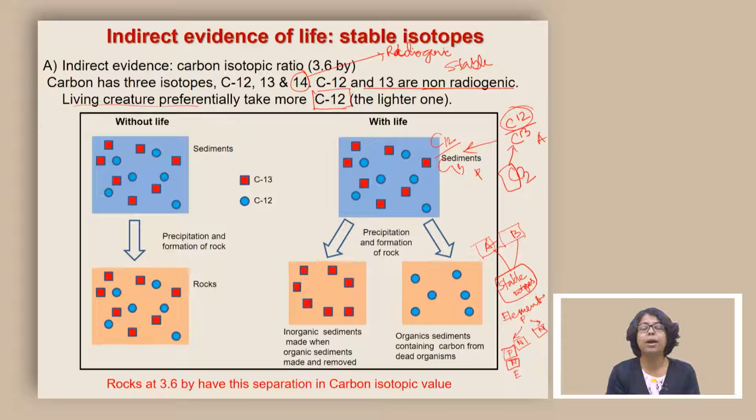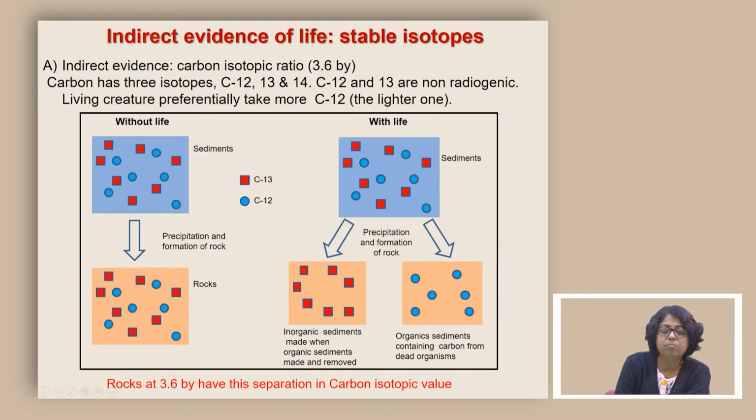Now, let us take a look at more complex issues. Without life, the sediments will have some C12 C13 ratio, okay. But then when it is converting to rock, some of them might be removed, some of them might not be removed, but there won't be any preferential removal, and therefore these sediments, when they convert to rocks, are going to maintain the same C12 C13 ratio. So, there won't be any difference in the C12 C13 ratio between the sediments and the rocks.